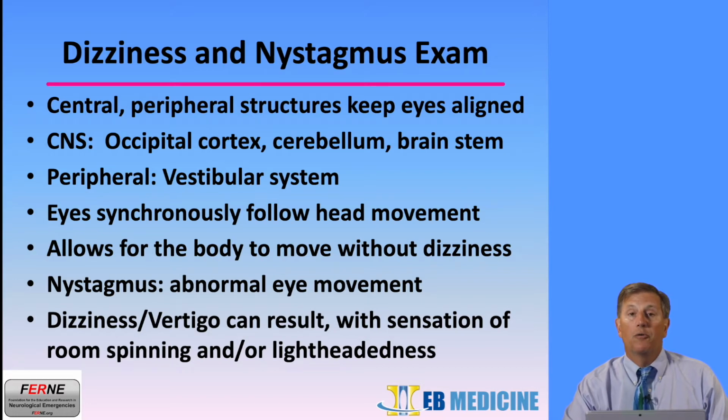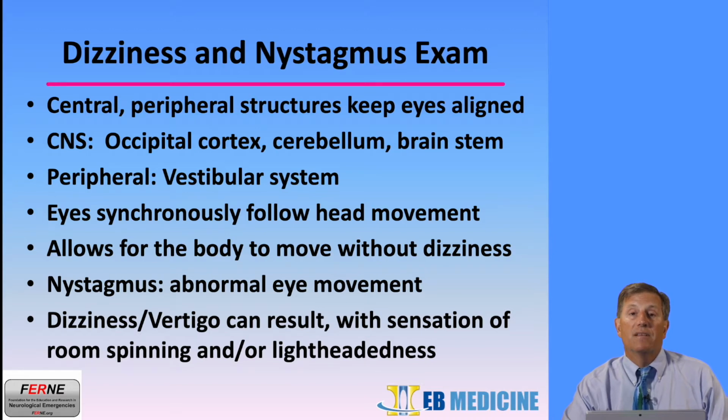We have both central and peripheral structures that keep our eyes aligned. In the CNS, our occipital cortex, the cerebellum, and the brainstem all help to keep our eyes in the proper position so that we don't experience dizziness as we move. In the periphery, we have the vestibular system that also works to keep our eyes adequately aligned. Our eyes generally move synchronously and follow our head movements without dizziness when we are normal. This allows our body to move around without our eyes constantly causing us to feel dizzy.